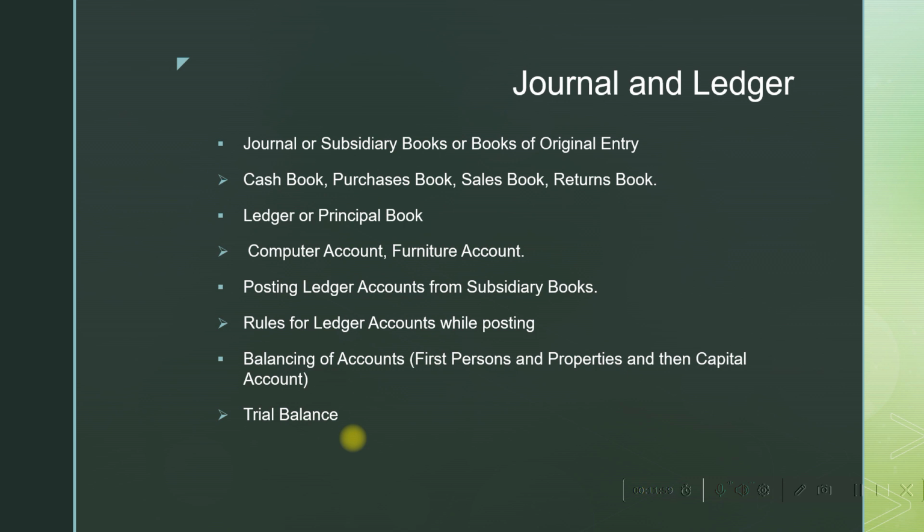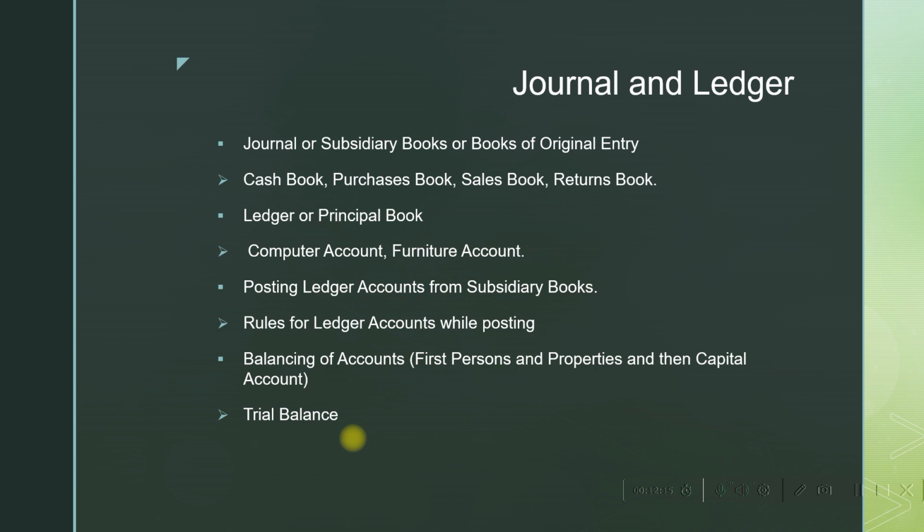Now for nominal accounts, it is debit all expenses and credit incomes and gains. That is for nominal accounts. And for real accounts, it is debit what comes in and credit what goes out. Now, what are the different types of accounts?